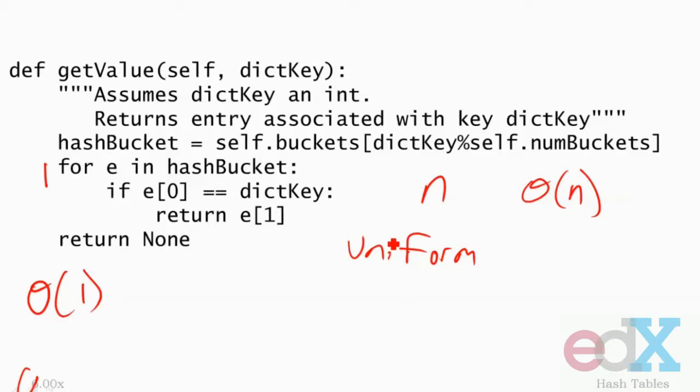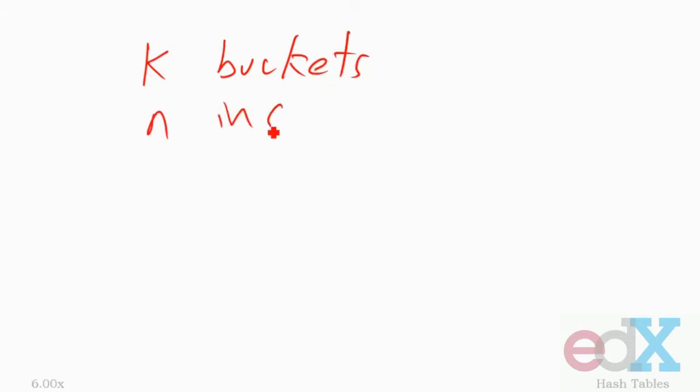In fact, let's think about what the actual predicted time should be. Let's assume that we have k buckets and n insertions. And again, let's assume the hash is uniform. What is the average length of a bucket? It's simply the number of insertions divided by the number of buckets.